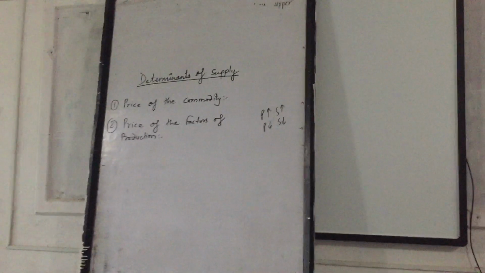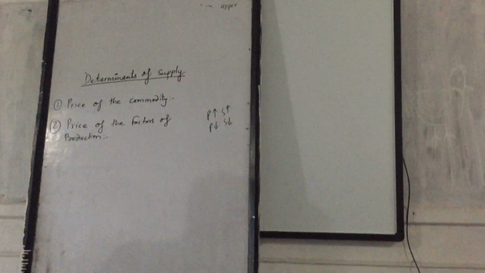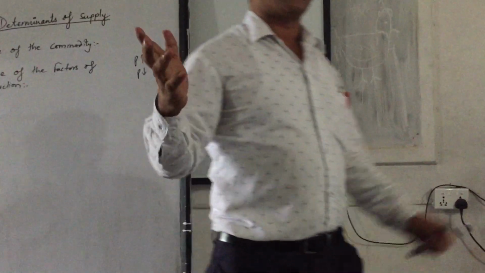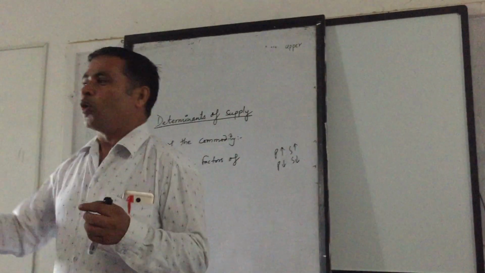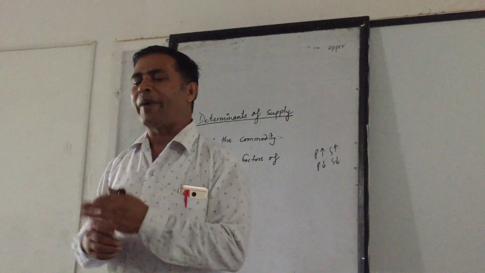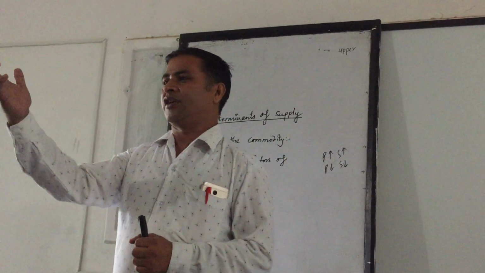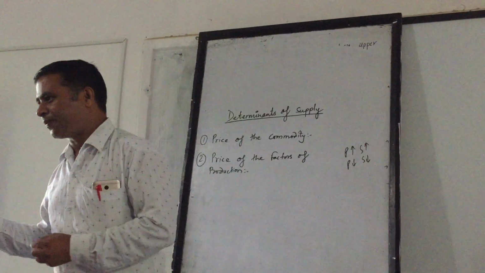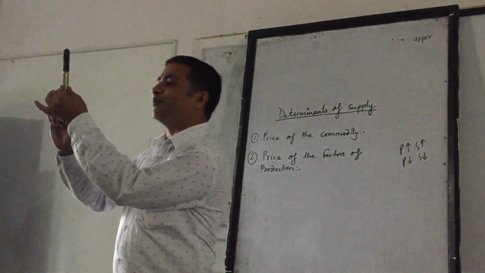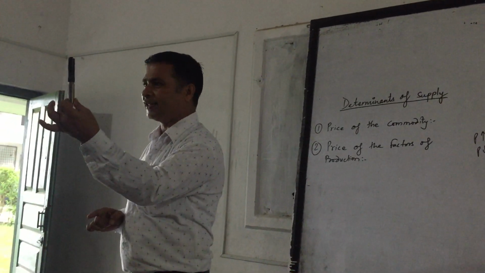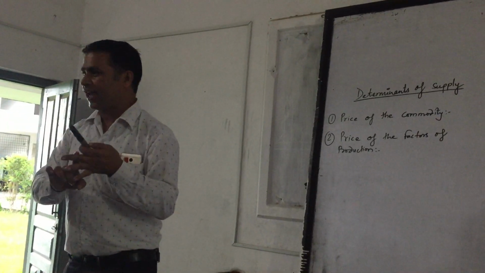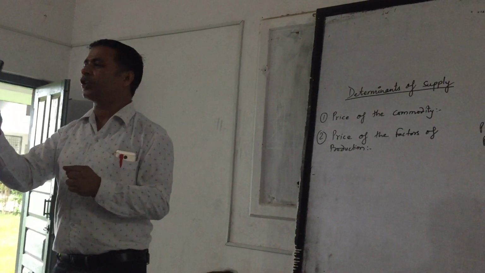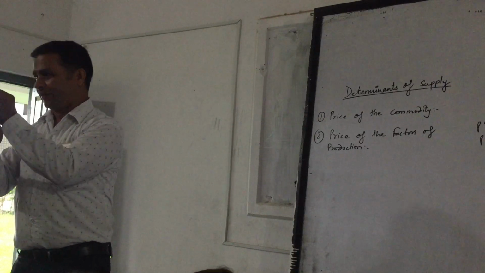You know very well that while producing goods and services, we need factors of production. Factors of production are land, labor, capital, and organization. These are known as the factors of production. With the help of factors of production, we can produce goods and services. For example, if you want to produce this marker, you need land, you need machine, you need capital, you need organization. Without these factors of production, you are not able to produce this marker.